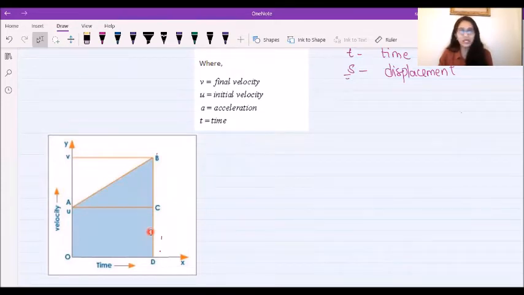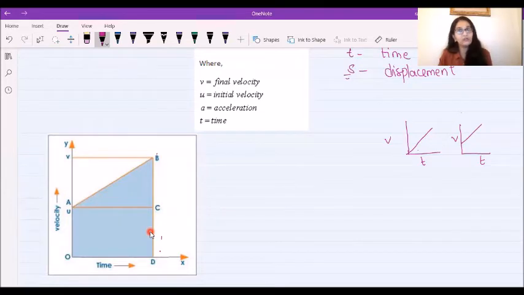It is not starting from the origin, is it? If it was starting from the origin, the graph should be like this. But this graph is something like this. What is the difference between these two graphs? This is a velocity time graph. This is also a velocity time graph. In both cases, the acceleration is constant, or the velocity is changing equally in equal intervals of time.